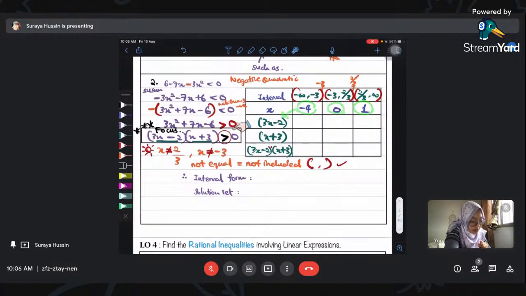Sinilah, pada linear kita, 3x minus 2. So negative 4 times 3 is negative 12, minus 2 is negative 14. So still minus, still negative sign. While here 0 times 3 is 0, 0 minus 2 is negative 2. So negative. Okay. And here, 1 times 3 is 3. 3 minus 2 is 1. So positive 1.